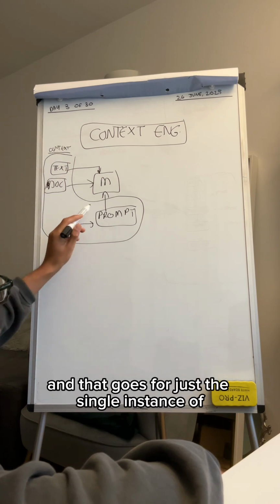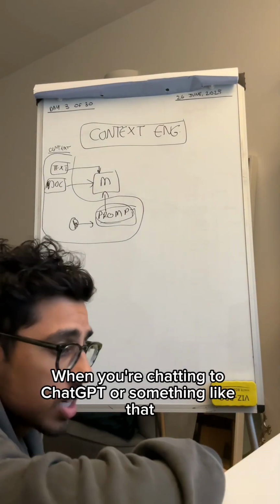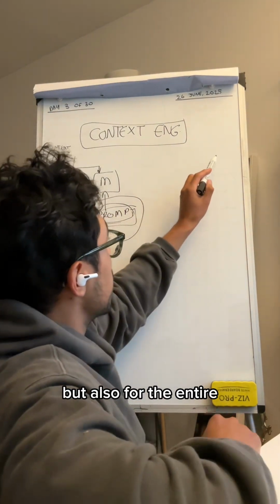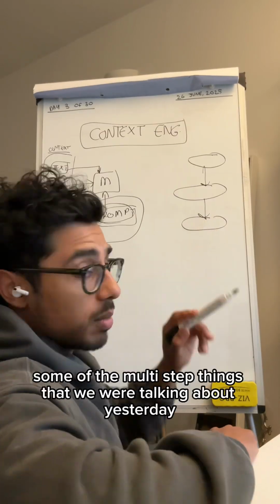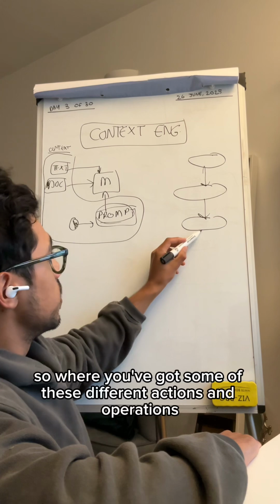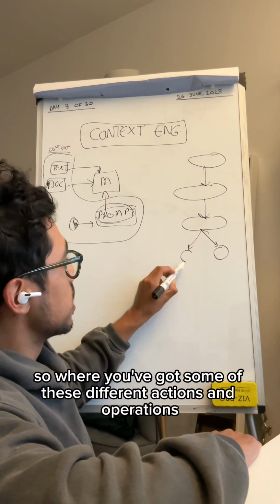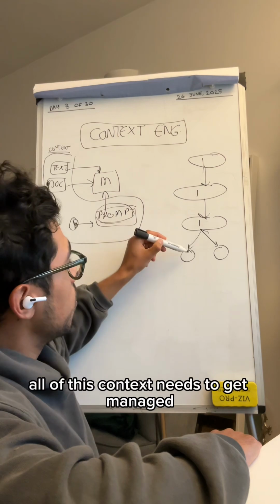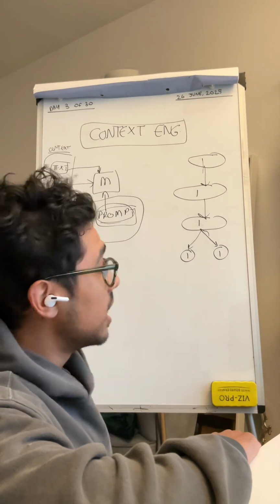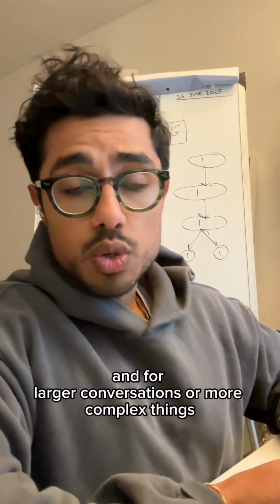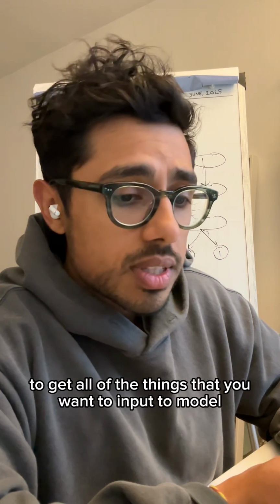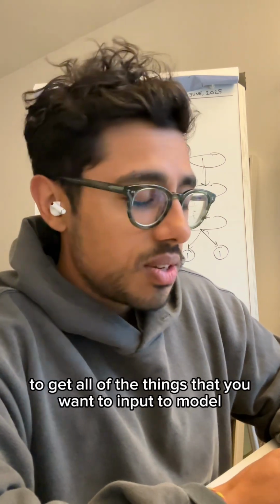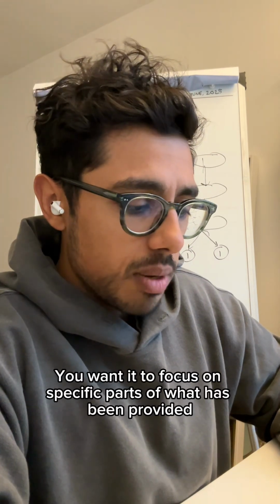And that goes for just the single instance of when you're chatting to ChatGPT or something like that, but also for the entire workflow that you might be passing things through, where you've got some of the multi-step things that we were talking about yesterday. Where you've got these different actions and operations going through a process, all of this context needs to get managed. And for larger conversations or more complex things, managing that context becomes really important, because it's not always possible to get all of the things that you want into an input for a model. Sometimes you want it to focus on specific parts of what has been provided.